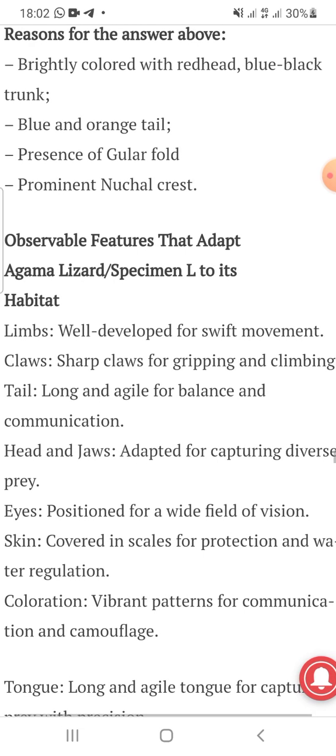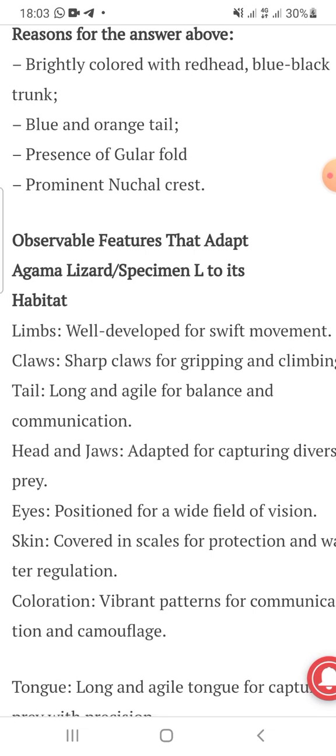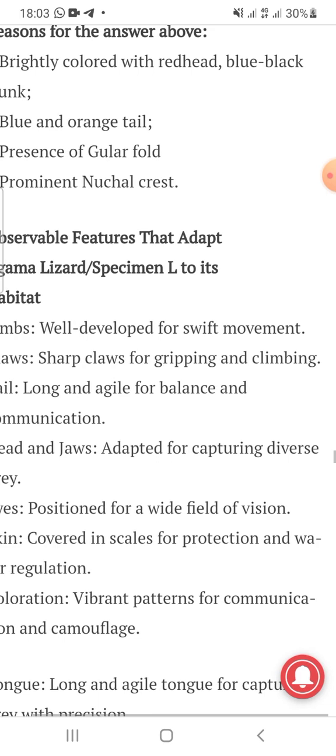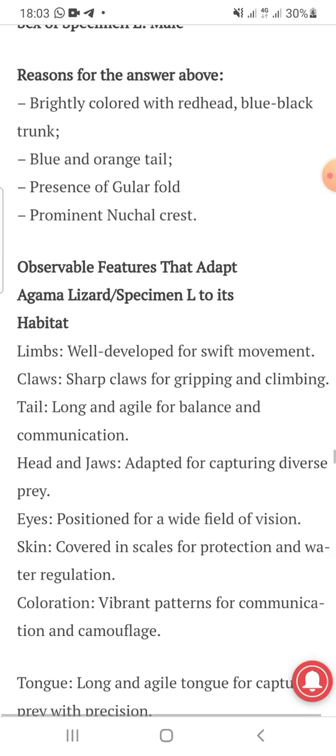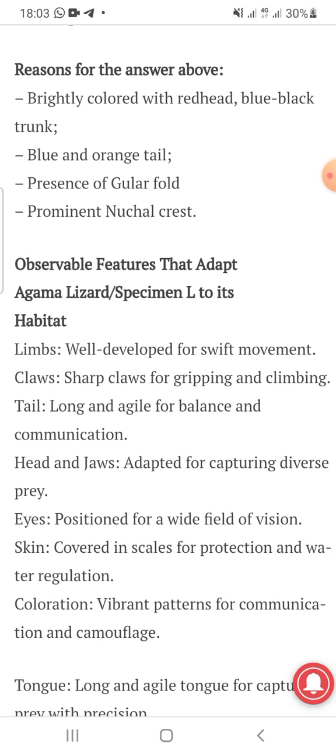Observable features that adapt the agama lizard, which is specimen L, to its habitat. Number one is limbs: well developed for swift movement. Two is claws: sharp claws for gripping and climbing. Three is tail: long and agile for balance and communication. Four, head and jaws: adapted for capturing diverse prey. Eyes: positioned for a wide field of vision.